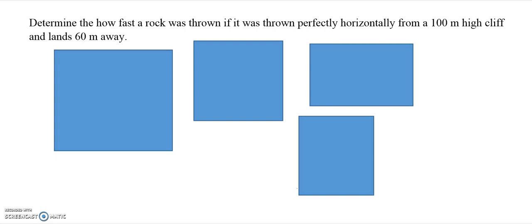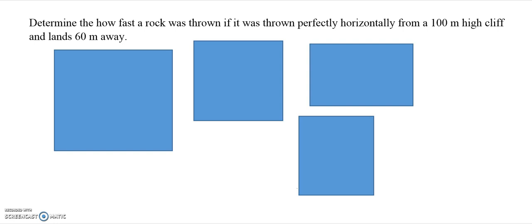All right. I challenge thee to determine how fast a rock was thrown off of a cliff. As long as it was thrown perfectly horizontally and it discovered to land 60 meters away. Now, if the cliff is 100 meters high, how fast was it thrown? Ooh. All right, so solve that problem, and I'll get back to you guys with the answer.